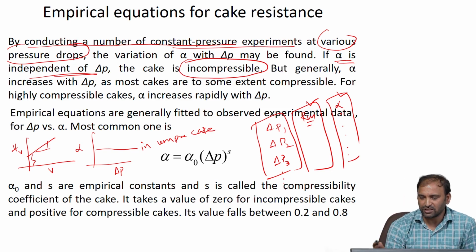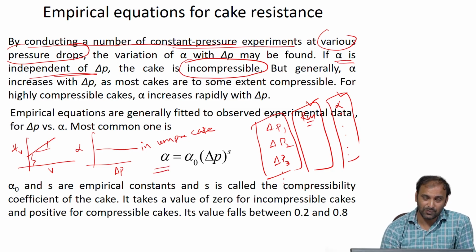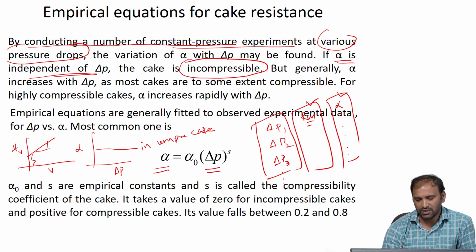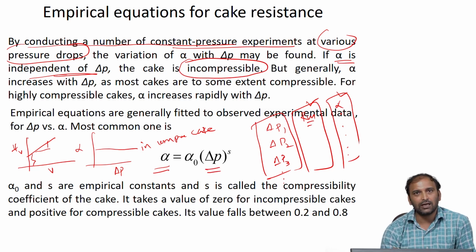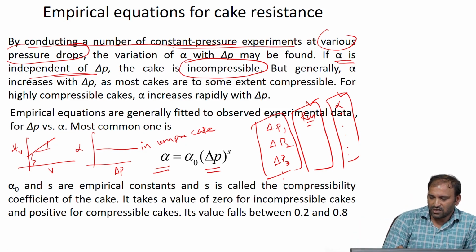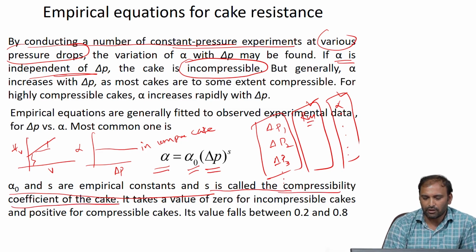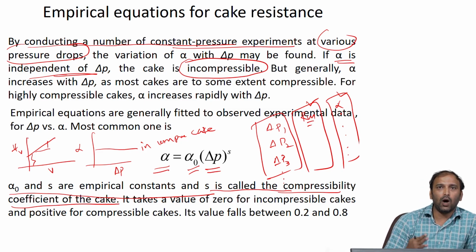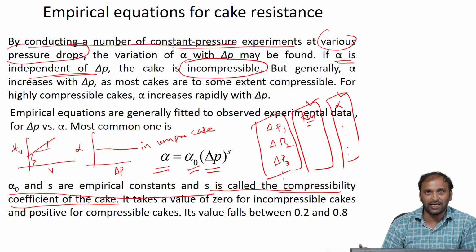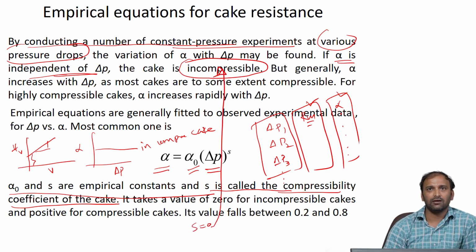One of the empirical equations that has been developed to capture how alpha, which is the specific cake resistance, varies as a function of pressure drop, is alpha goes as alpha naught into delta p to the power s, which is an empirical equation obtained by doing a lot of experiments. And alpha naught and s are empirical constants, and s is something called the compressibility coefficient. Okay, it tells you how compressible or how incompressible the cakes are. If s is equal to 0, that means it is an incompressible cake.